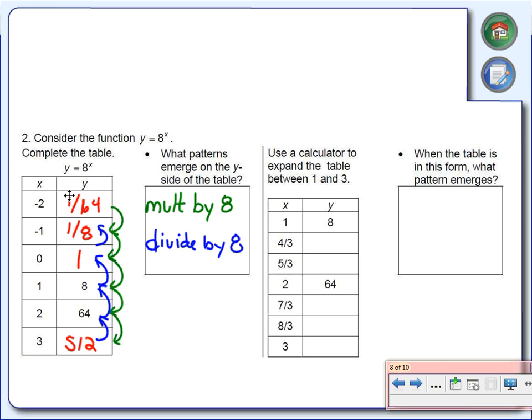Now, if we look over there to the right, this time we're going to take a closer look at the numbers between 1 and 3. Notice what we have here is we're going to look at 4/3, 5/3, 7/3, and 8/3, which means you're going to have to go to your table set, second window, and adjust it so that when we go to our table, we can see the number sitting next to 4/3. I want to see what number is sitting next to 5/3, and so on and so on. So, go to your table set.